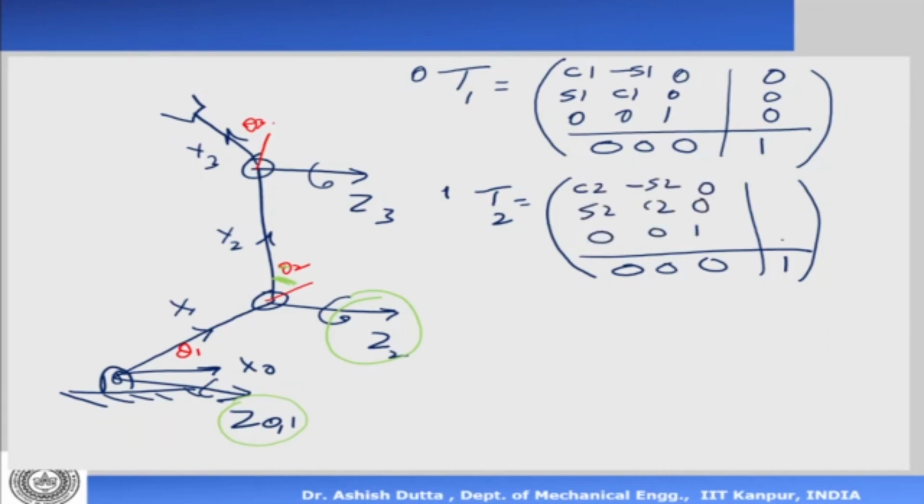Now, what is the distance between the origins? The distance between the origins is L, right? So let's say this is L1 and that is L2. Okay. So what is the distance between the origins?